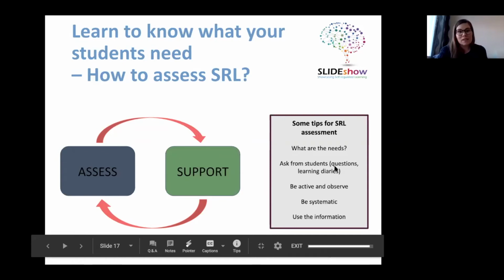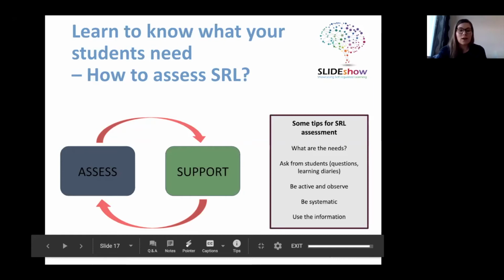Also, be systematic. Collecting information only once in a year probably is not giving you that much information about how the students are proceeding with their self-regulatory behavior and activities. So use similar assessment tools and use them systematically once in a while.